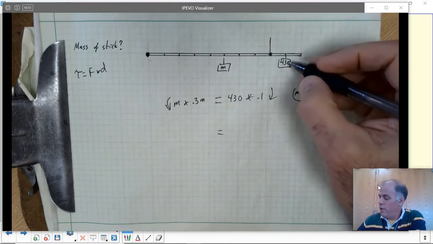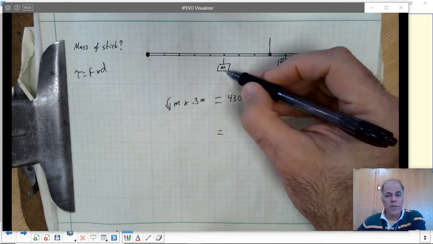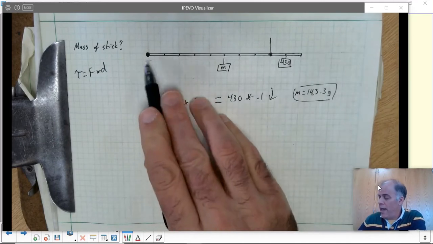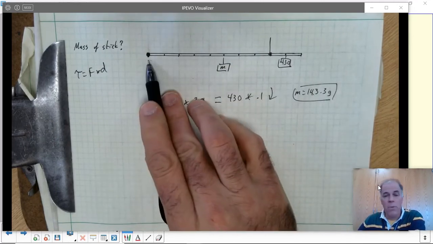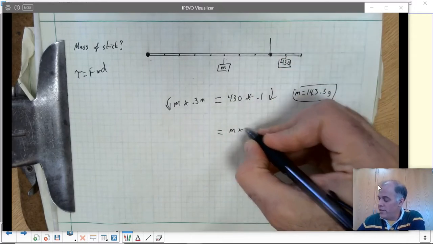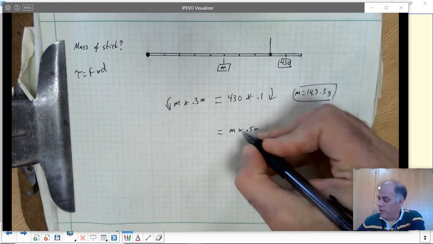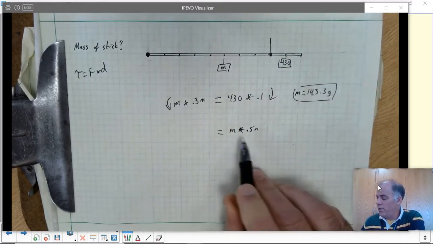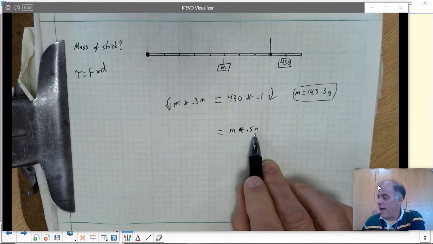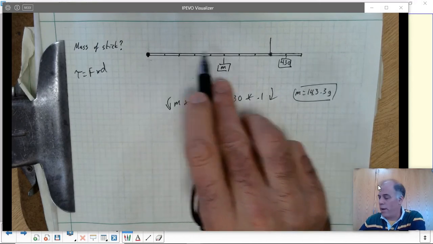So we have the mass of the stick. We don't know what that is, but we know that it is half a meter from our pivot point, okay? Because it's the middle of the stick, so that's going to be times 0.5 meters. And I apologize for using M for two things, but this is the mass of the stick, half a meter from our pivot point.